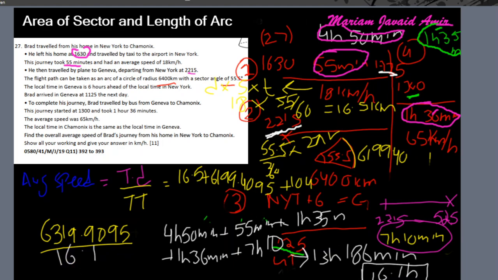Divide these two and you should get the average speed. 6319.9095 divided by 16.1 gives me 392.5. So my answer is 393.